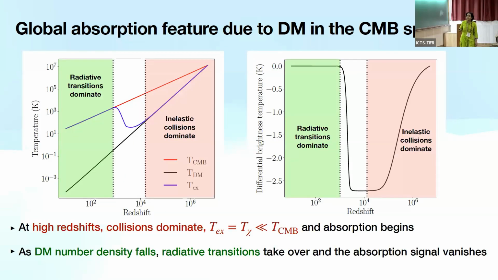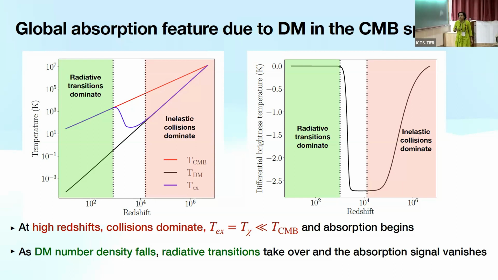So here there are the three temperatures of the problem: CMB, dark matter, excitation. And what you see is that at some very high redshift, the dark matter and CMB were coupled. They had the same temperature. But as dark matter decoupled from the thermal plasma, it was non-relativistic. So its temperature started falling as (1+z)^2. But at these high redshifts, the dark matter number density is high, such that these inelastic collisions dominate, and the excitation temperature is equal to the dark matter temperature. So it traces the black line.